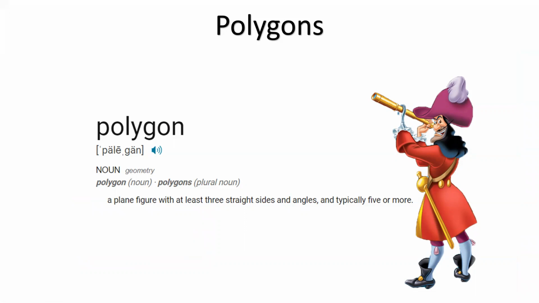What's a polygon? Well, if you look it up on Google, a polygon is a plane figure with at least 3 straight sides and angles, and don't worry about the typically 5 or more. So well, let's see what that looks like.